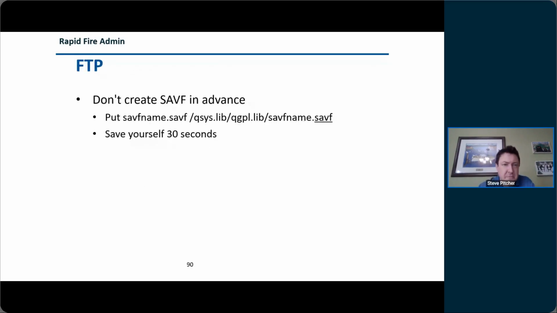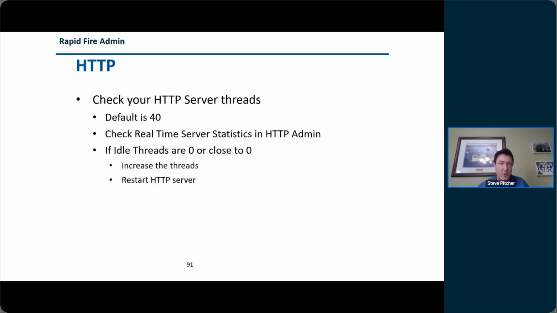Little time saver: don't create save files in advance. Every piece of IBM literature for the last 35 years says when you're transferring something to your IBM i partition, create the save file first. You can go and say, forget all that. If you have a save file on your desktop, open a command prompt, FTP to my server, put the save file name to, I want to put it in a library somewhere. I want to put it in QGPL. Okay, great. Put the save file into /QGPL, QGPL.lib, save file name.savf. Let it rip. It's going to put it there. I don't need to create the save file in advance. It's a waste of time.